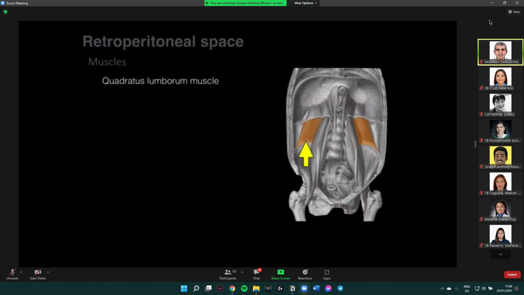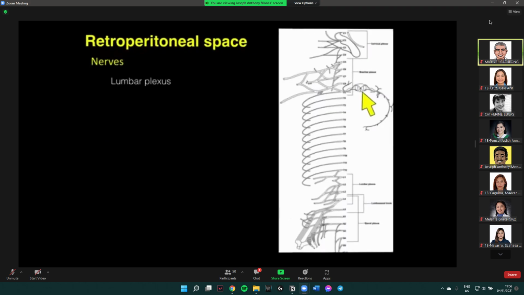All right, now quadratus lumborum gets its name because it has four sides. 1, 2, 3, and 4. Quadratus for 4, lumborum because it has attachments along the transverse processes of the lumbar vertebrae. And this is a good stabilizer of the vertebral column.